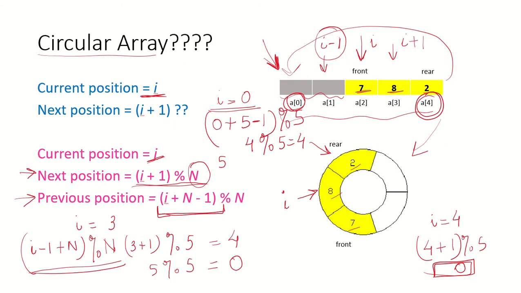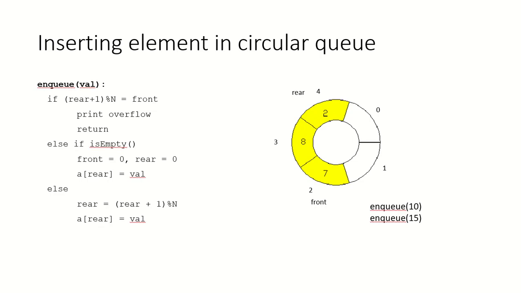So you always have to remember these. The next position is I plus 1, but in the circular case it would be I plus 1 modulus n. The previous position is I minus 1, but in a circular array it would be I minus 1 plus n modulus n.